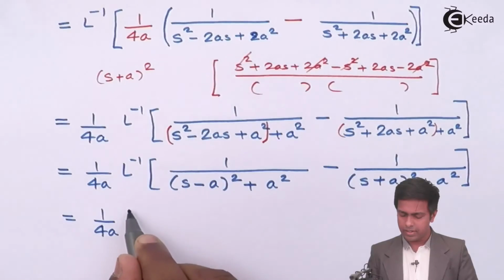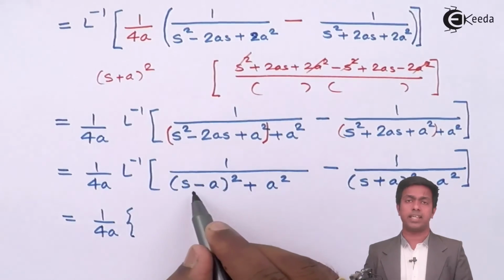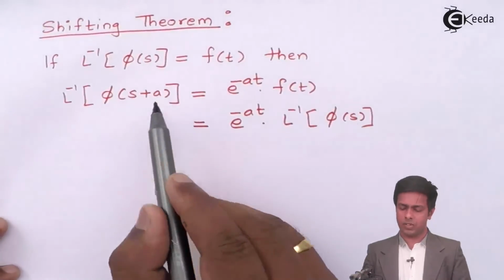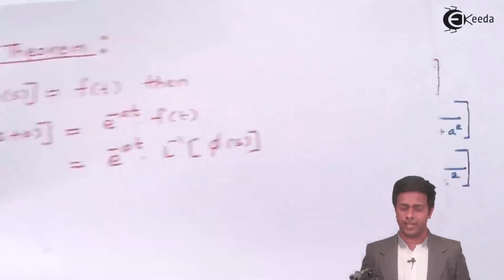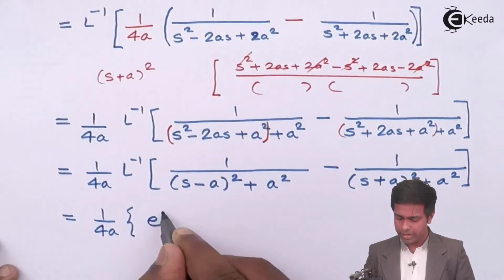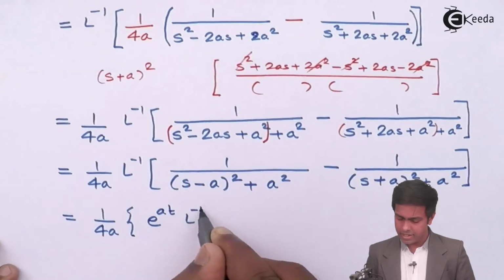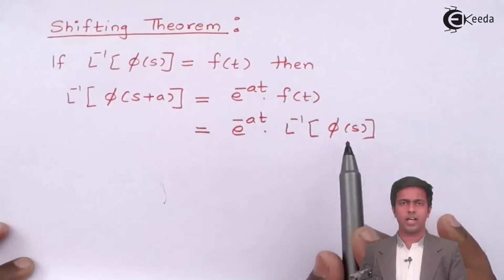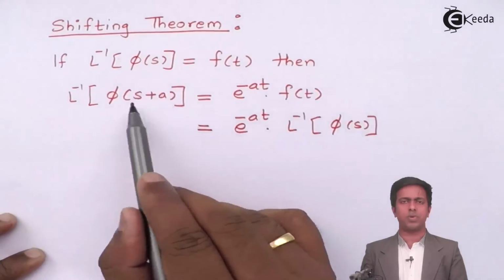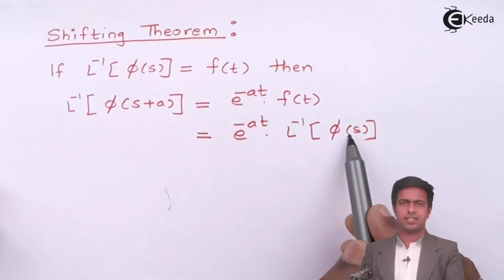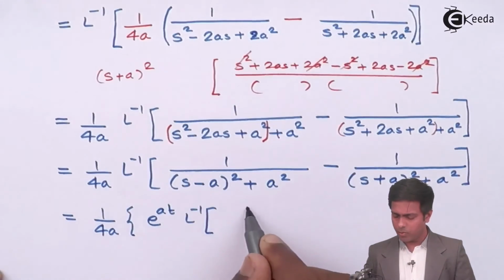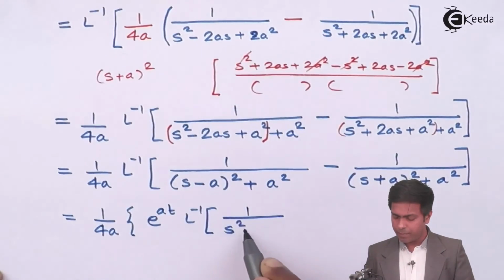Here, in the bracket, s minus a is there. So if it is s minus a, this will become e to the power positive at. So e to the power at into Laplace inverse of, here the answer is phi of s, and to get phi of s, we replace this s plus a or s minus a with s. So here I have s minus a, I will replace that with s. So that will give me 1 upon s square plus a square.